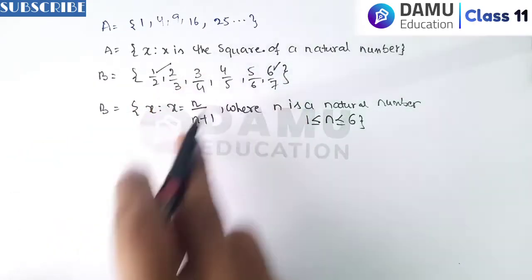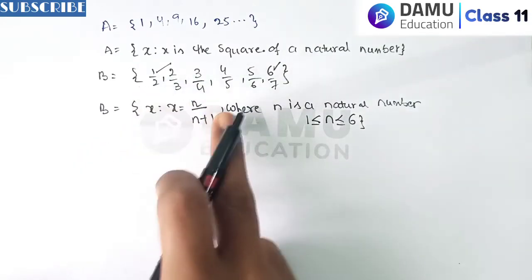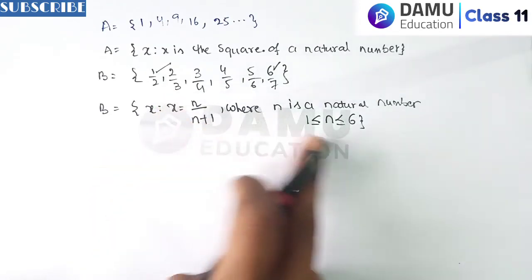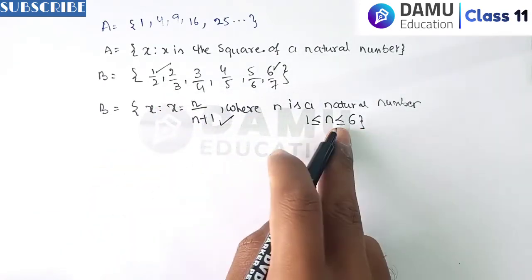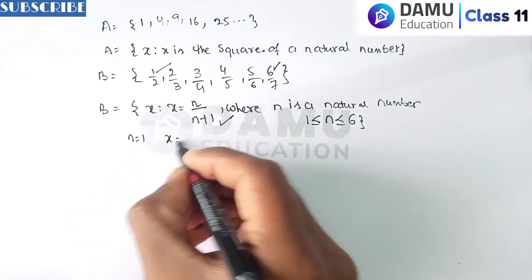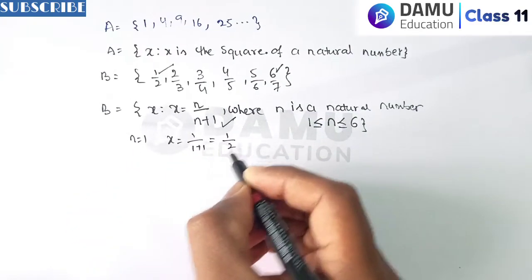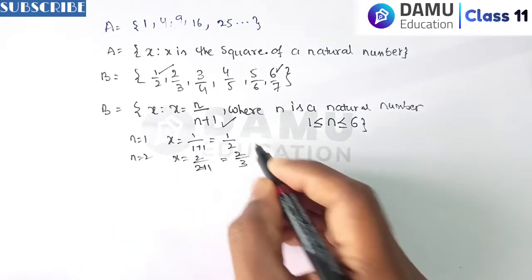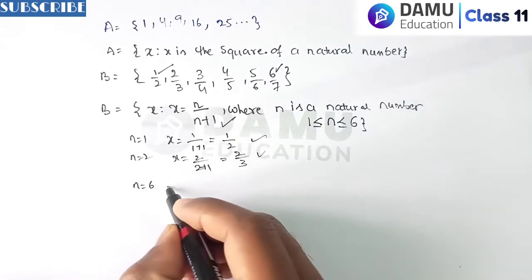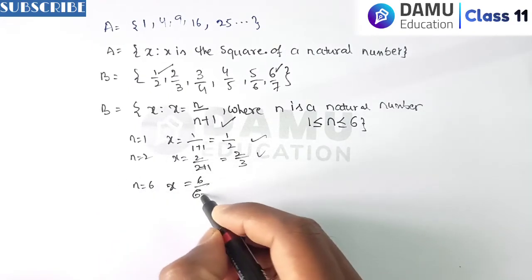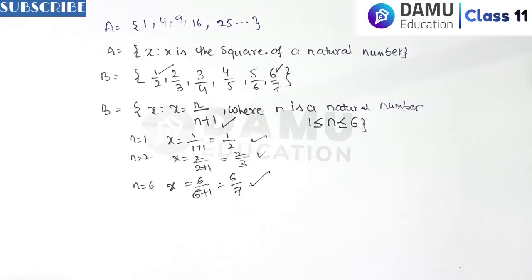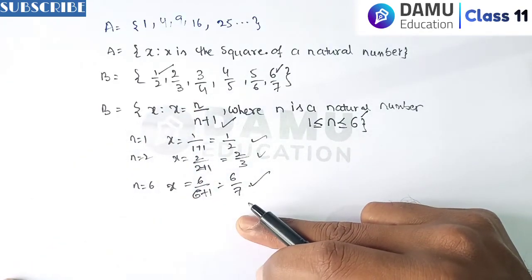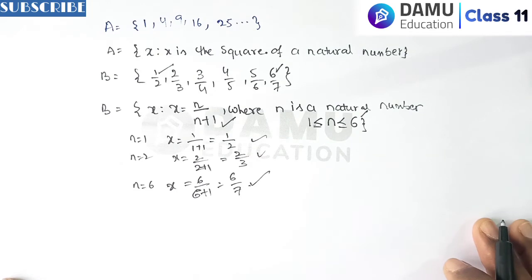So why? Because n started with 1, so 1 by 1 plus 1, then 2 by 2 plus 1. Let's take n equal to 1: x will be equal to 1 by 1 plus 1, that is 1 by 2. Then n equal to 2: x is equal to 2 by 2 plus 1, that is 2 by 3. So you can go up to 6. So n equal to 6: x is equal to 6 by 6 plus 1, that is 6 by 7. So up to 6. This is the formula we are using here, so this is the way of writing these.